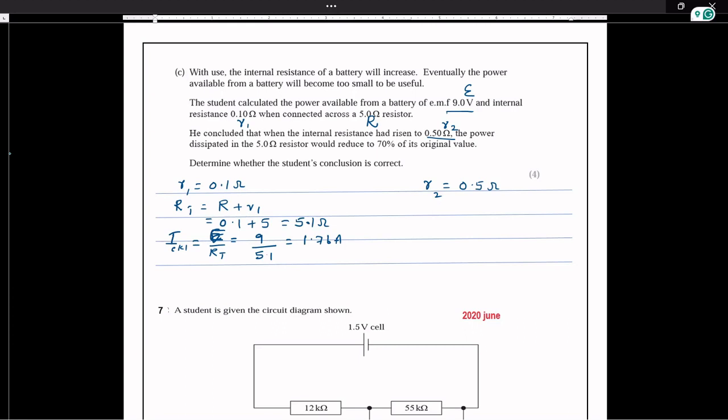Therefore, we can calculate the power dissipated in the first case, P1, which is I squared R. For the first resistor, the power in the first case is 1.76 squared times the resistance 5. Sorry, the current I squared R, 1.76 squared.